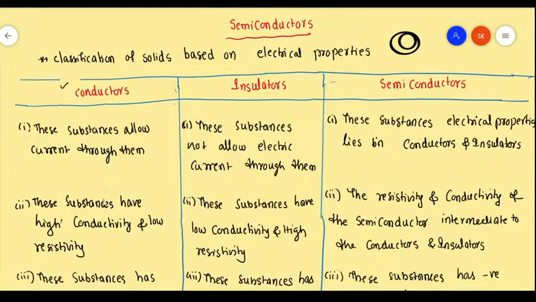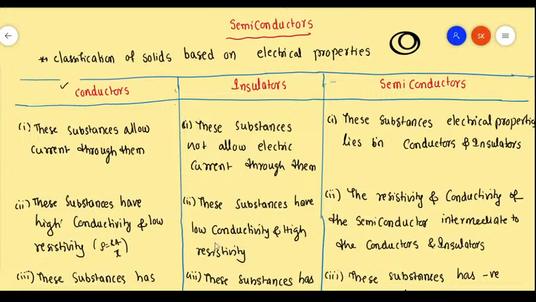Now, what about the conductor? These substances have high conductivity. Conductivity is more in conductors, with low resistivity. Resistivity means resistance per unit length per unit area. The resistivity formula, you know: rho is equal to RA by L. Conductors have low resistance and low resistivity.